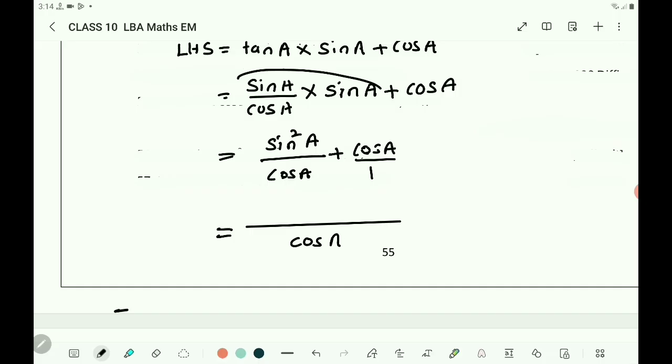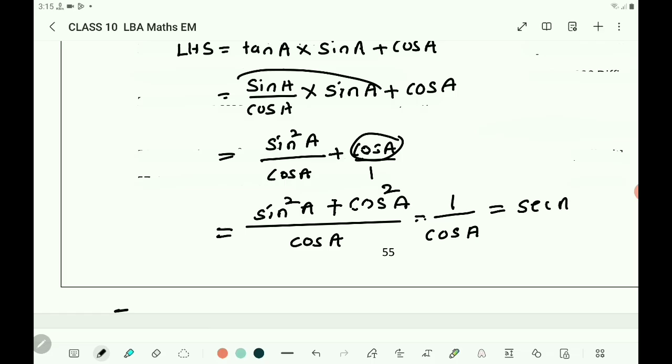cos A. Here the numerator remains as it is. Write sin square A only plus, here 1 is there in the denominator. Therefore this cos A must be multiplied by cos A. Cos A into cos A is cos square A. Then sin square A plus cos square A is 1 by cos A. 1 by cos A is secant A, which is equal to RHS.